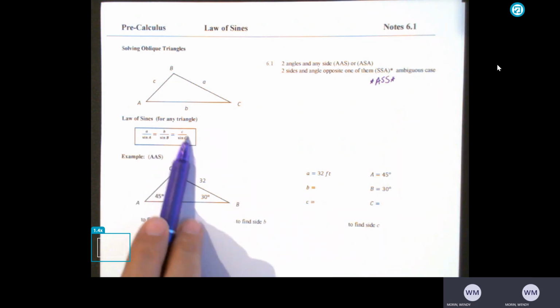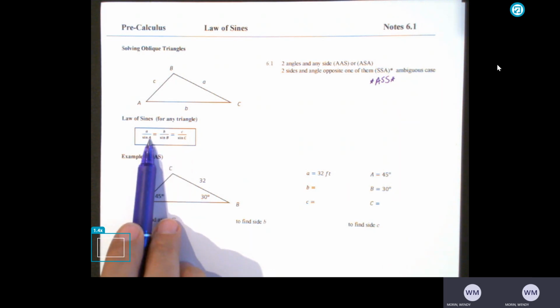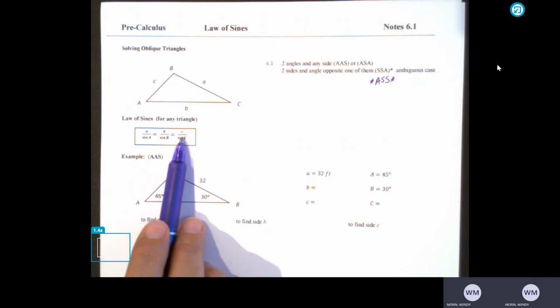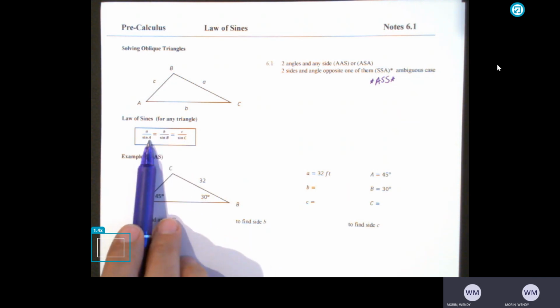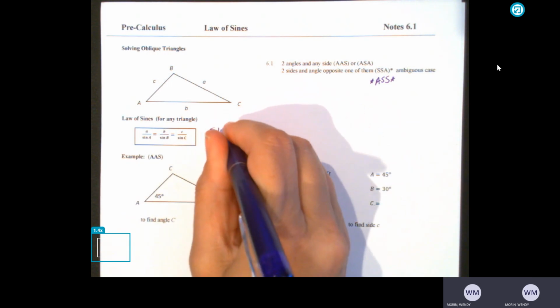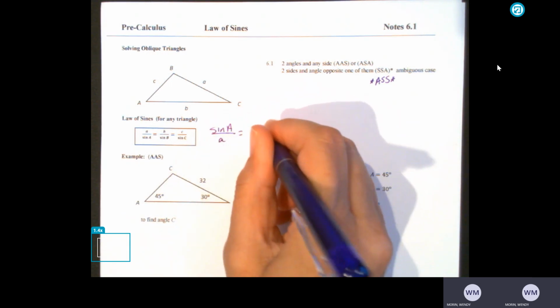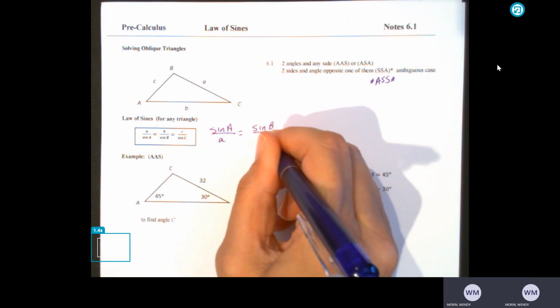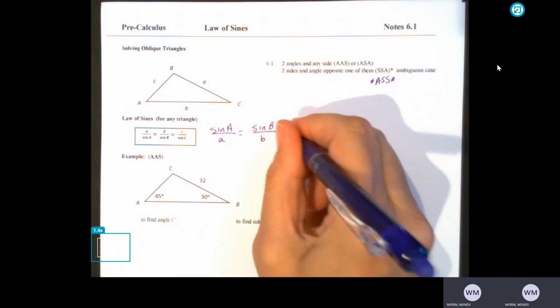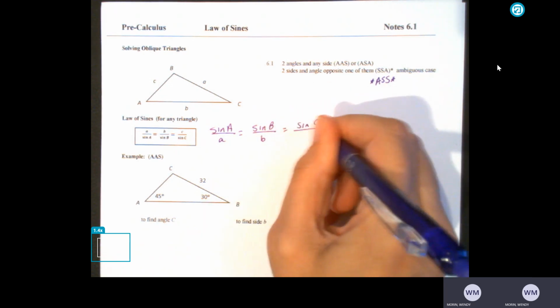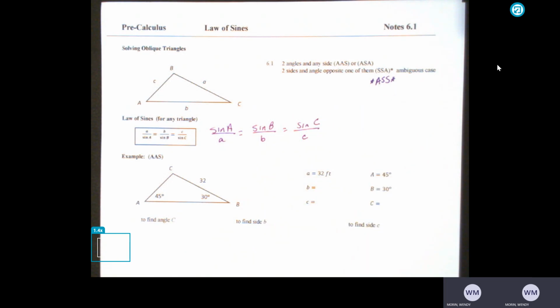Now, these are the law of sines ratios that you need to know. These proportions are always equal to each other. So a is to the sine of angle A, as b is to the sine of angle B, and c is to the sine of angle C. And since they're proportions, you can flip them over as well. So the sine of A is to side a, as the sine of angle B is to side b, and the sine of angle C is to side c.